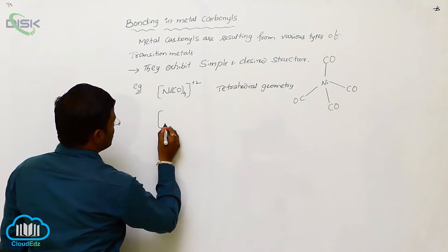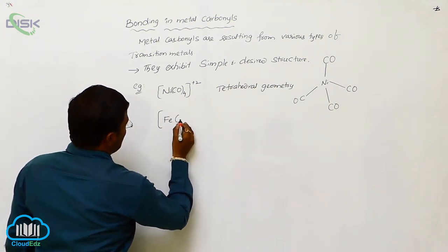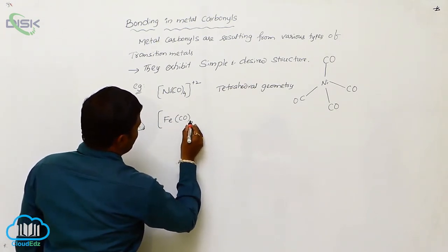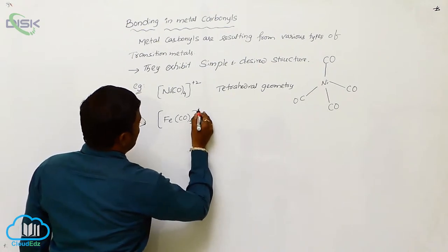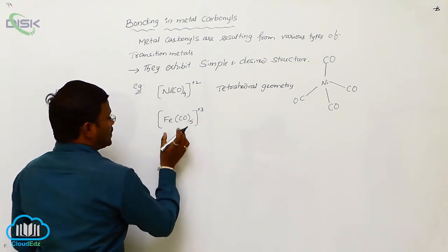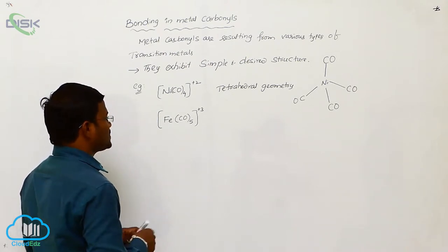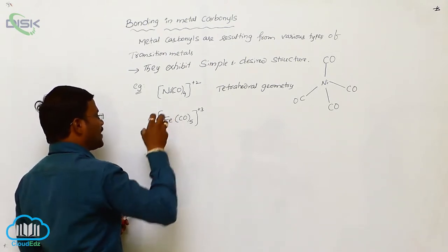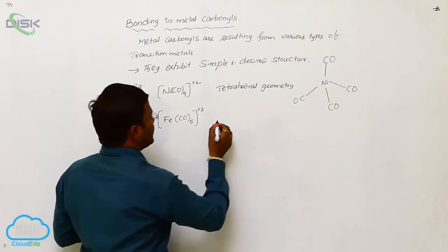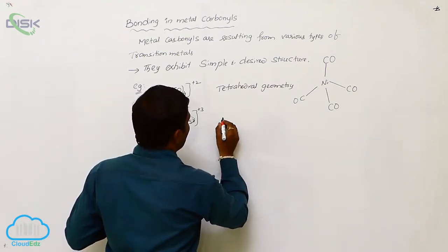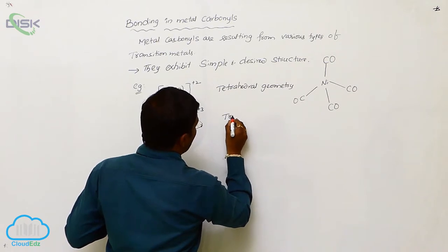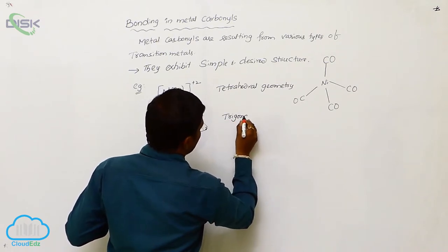Similarly, let us consider one more iron complex in which 5 carbon monoxide or carbonyl species are connected to the iron atom via coordination covalent bond. Here, this compound will exhibit trigonal bipyramidal geometry.